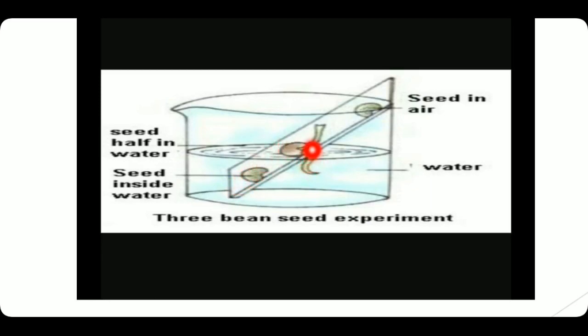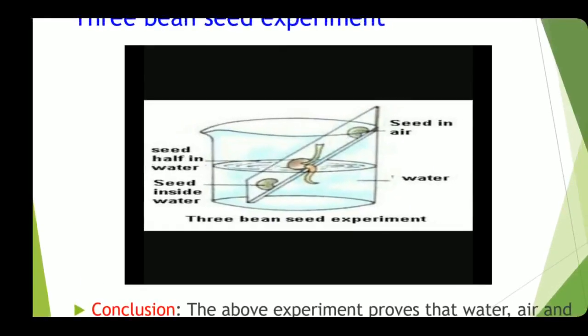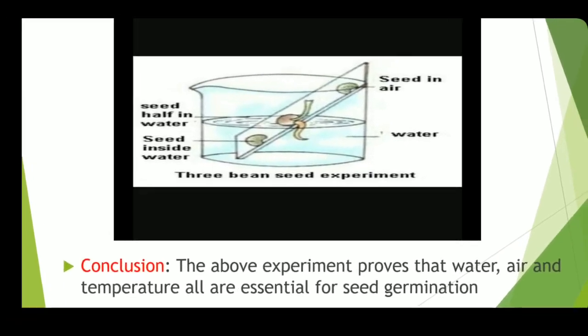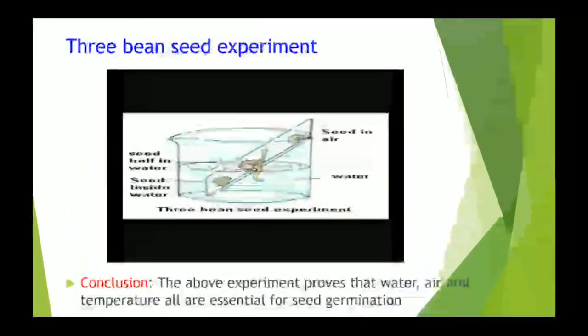But the third one, the middle one, is getting proper oxygen, it is getting water also, and the temperature is also favorable, and that's how the middle seed germinates. So this is called the three bean experiment, and it shows that water, air, and temperature are all essential for seed germination.